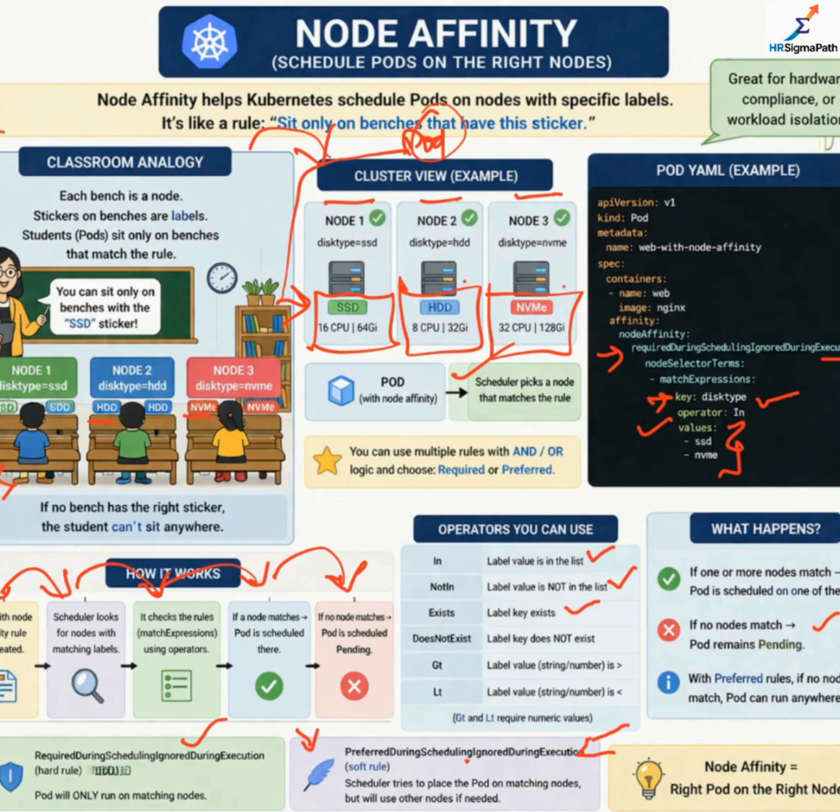So think of Kubernetes like a classroom, which we have discussed here. Nodes are benches, labels are stickers, and pods are students. A student can sit only where the rules allow, with a strict rule, like only on an SSD or NVMe bench. So in a real system, the Kubernetes scheduler checks all nodes and places the pod correctly. This rule-based placement is called node affinity. If the rule is strict, the pod won't run without a match, and if it's a flexible one, then it can run anywhere if needed. So that is how Kubernetes ensures the right application runs on the right machine.